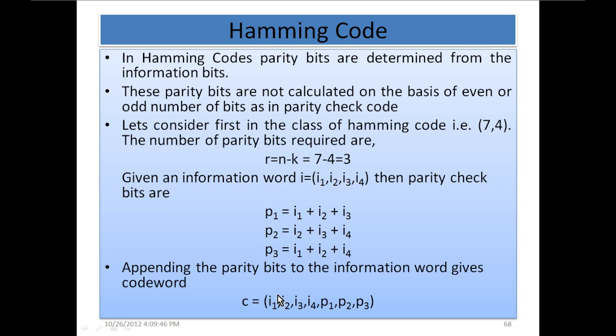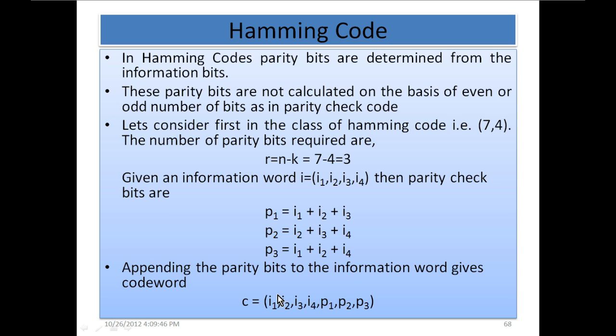Now let's go through Hamming code. That's another kind of channel coding. In Hamming codes, parity bits are determined from the information bits. Now these parity bits are not calculated on the basis of an even or odd number of bits as in the parity check code. So it is very different from the parity check code algorithm.